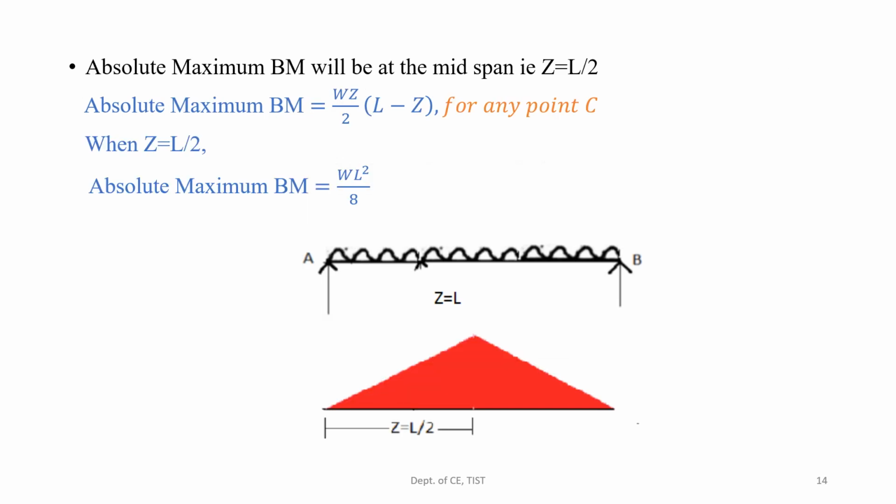Then coming to the absolute maximum bending moment. It occurs when Z is equal to L by 2. Just substitute the value of Z equal to L by 2 in the equation for maximum bending moment. So that's equal to WL square divided by 8. Okay, and it occurs at the midpoint of the beam.